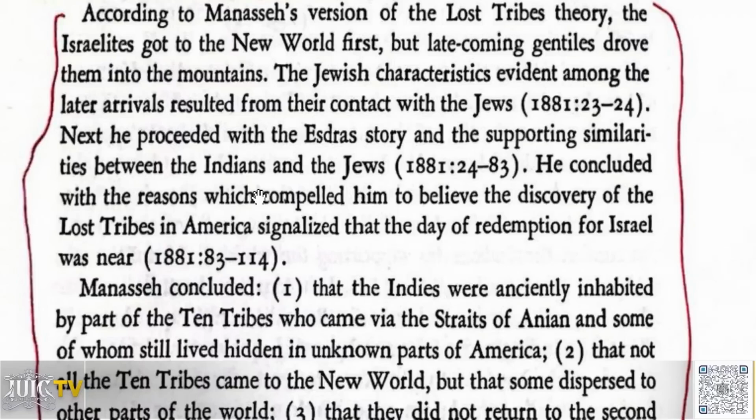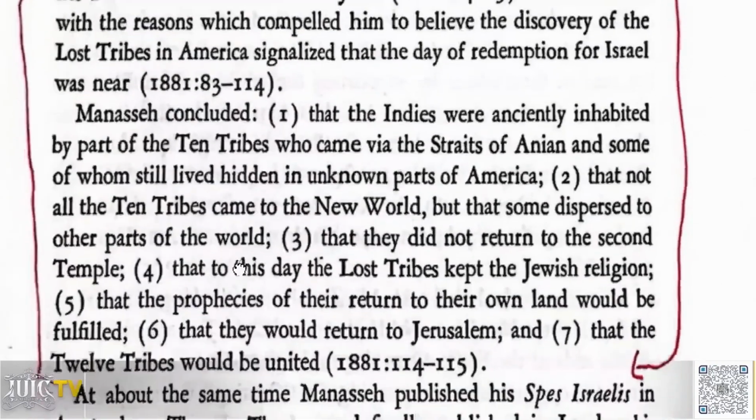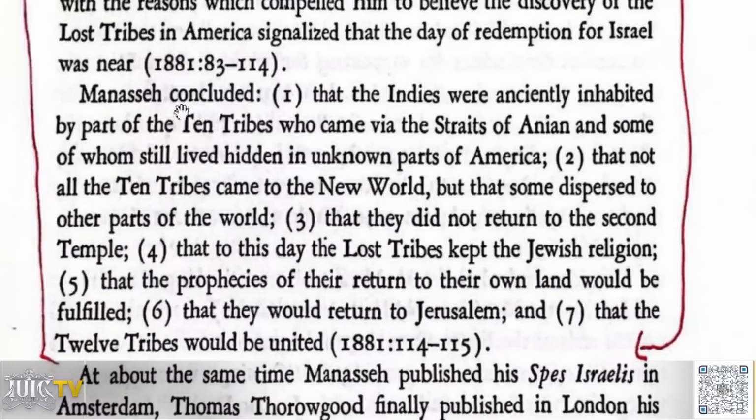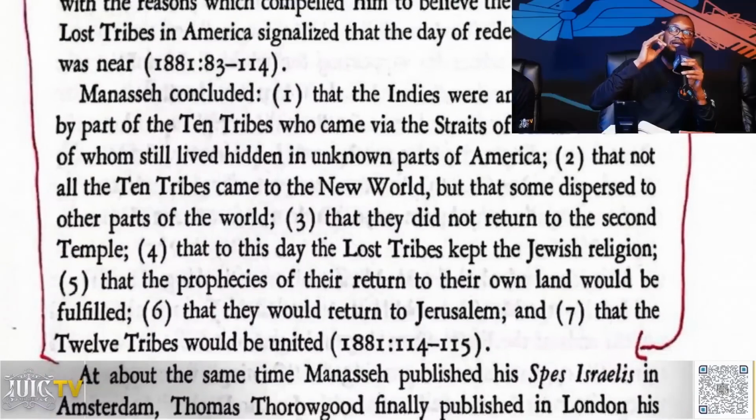He concluded with the reasons which compelled him to believe the discovery of the lost tribes in America signalized that the day of redemption for Israel was near. Yeah, there's a lot here. Manasseh concluded, and each of these are points. So it's going to have 7 different points here. Here's the first one.